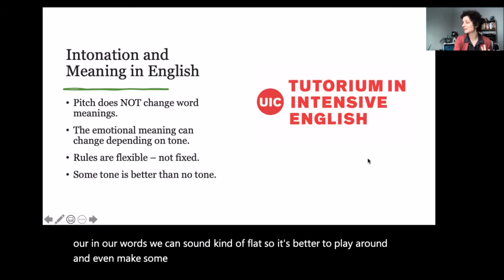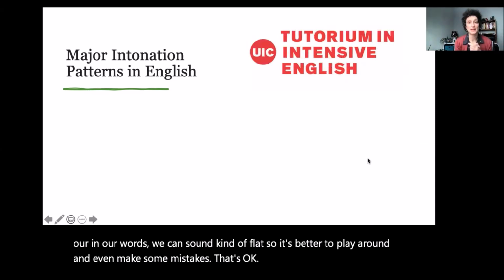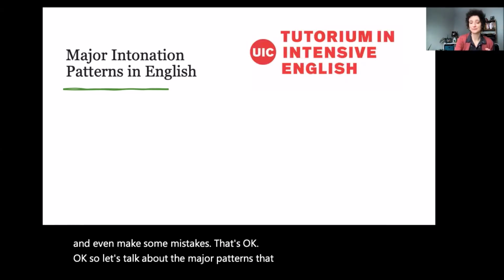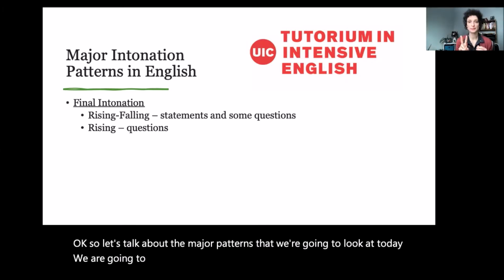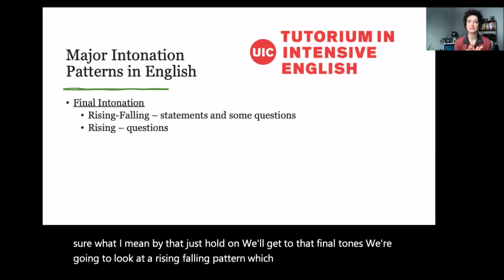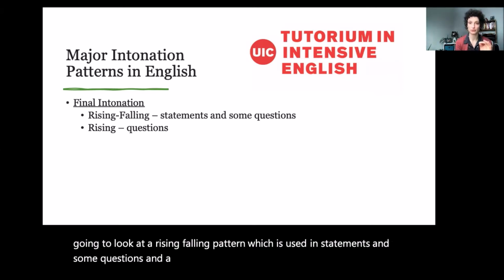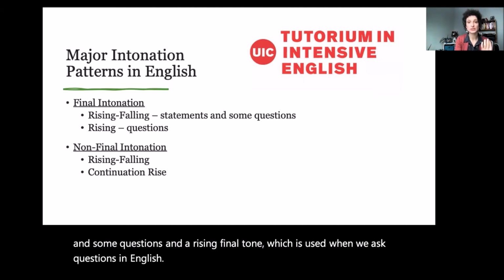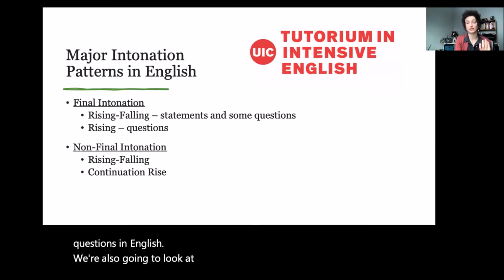That's okay. Okay, so let's talk about the major patterns that we're going to look at today. We are going to look at 2 types of final tone. And if you're not quite sure what I mean by that, just hold on, we'll get to that. Final tones, we're going to look at a rising, falling pattern, which is used in statements and some questions, and a rising final tone, which is used when we ask questions in English. We're also going to look at 2 non-final tones, rising, falling, and continuous rise.